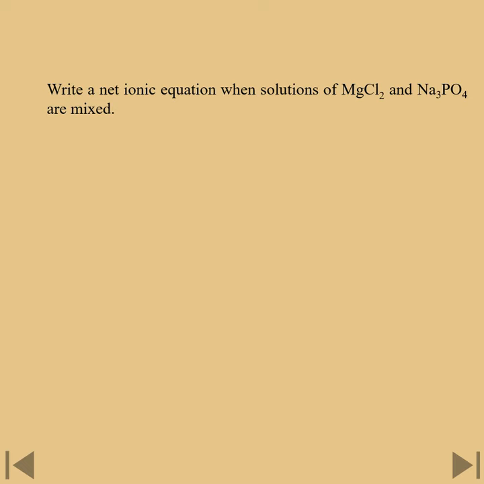Okay, let's write another net ionic equation when solutions of magnesium chloride and sodium phosphate are mixed. Once again, step one, we write the formulas of the major species in each solution, and in magnesium chloride we have separate magnesium ions and chloride ions. In sodium phosphate we have sodium ions and phosphate ions. There's step one, write the formulas of the major participants.